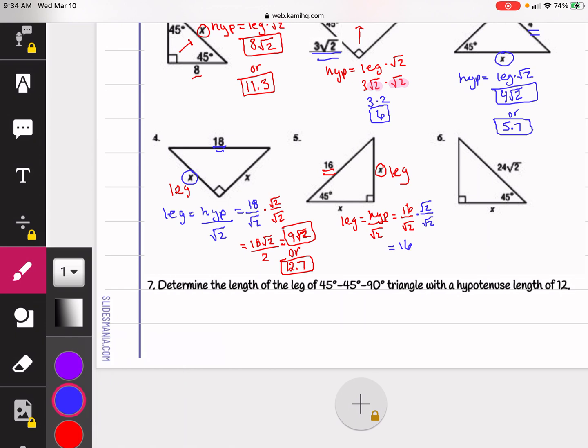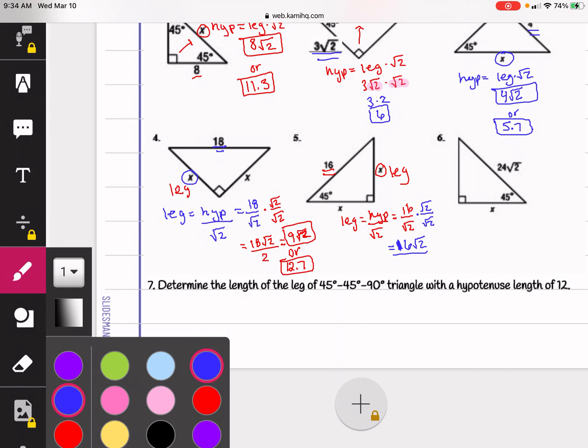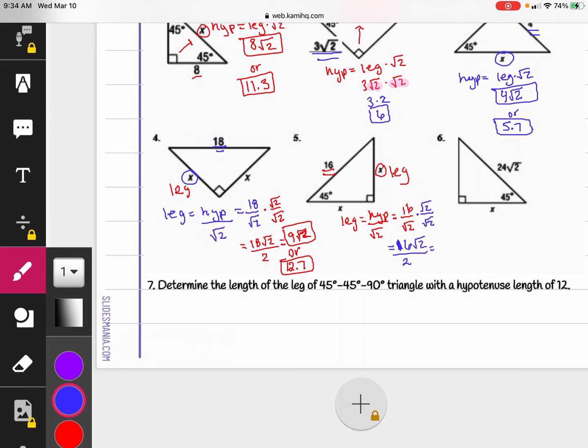On the numerator, I get 16 root 2. And on the denominator, remember we learned root 2 times root 2 is just 2. Now if I divide 16 by 2, our answer is 8 square root of 2. If you want to change that to a decimal, you can do 8 times square root of 2 on a calculator. That comes out to about 11.3.